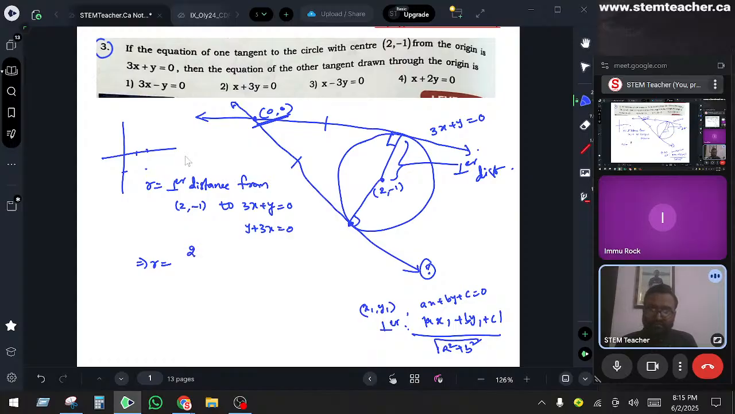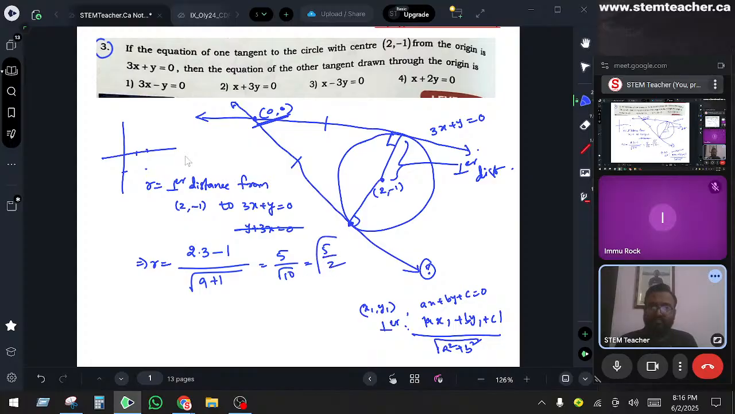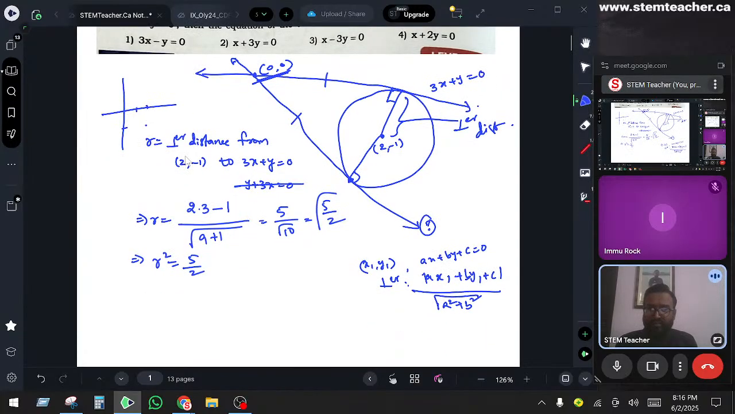2 into 3, 2 into 3 minus 1 plus 0 by under root of 9 plus 1, which is 5 by root 10, which is under root of 5 by 2. Under root of 5 by 2 implies r square is equal to 5 by 2. Your circle equation will be x minus 2 whole square plus y plus 1 whole square.